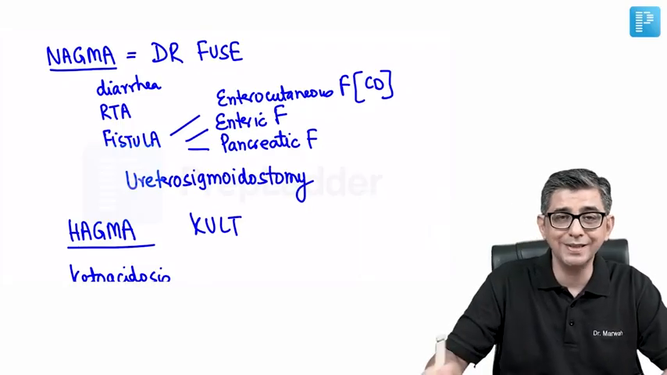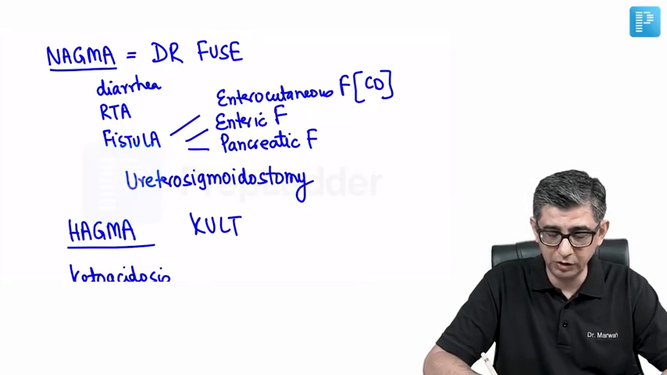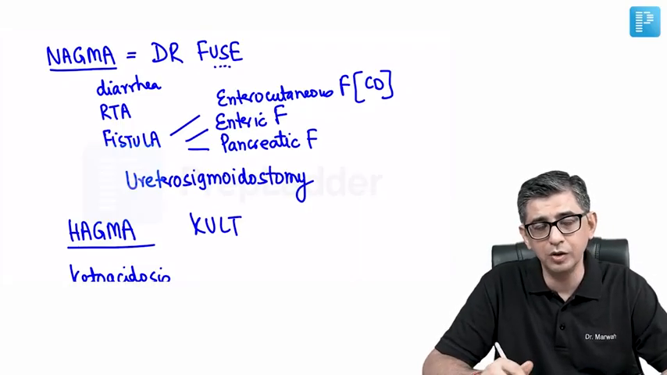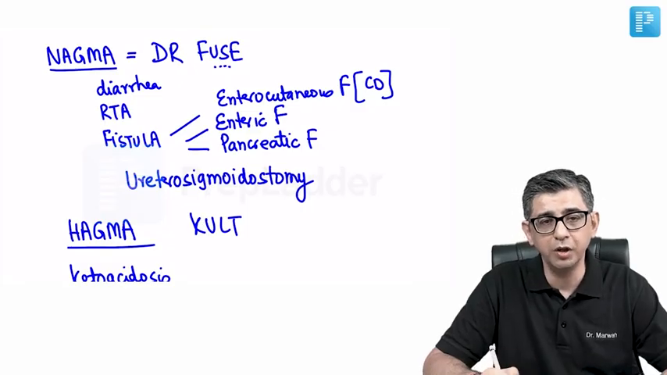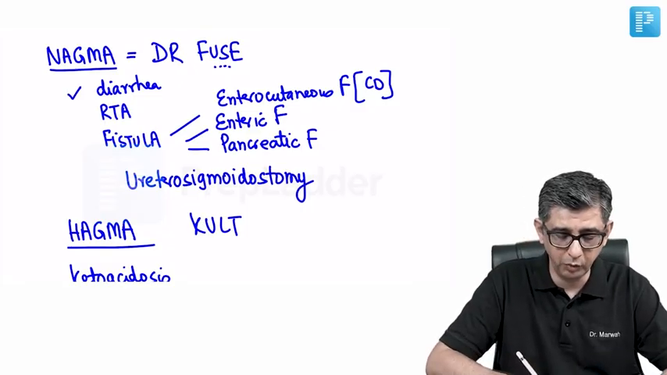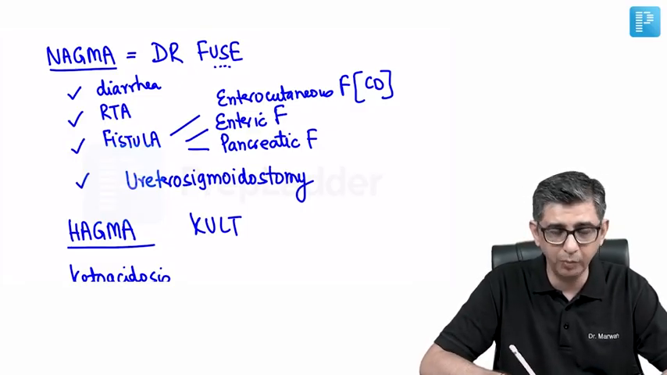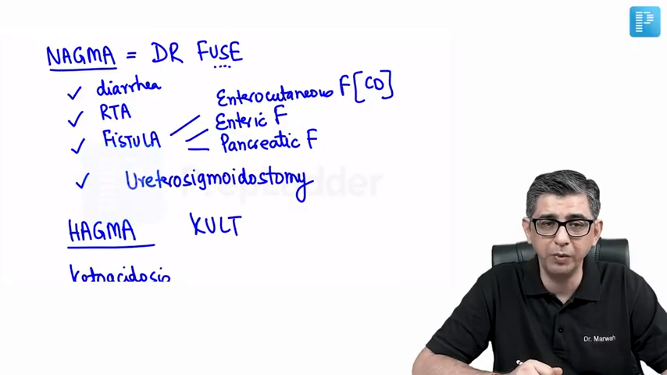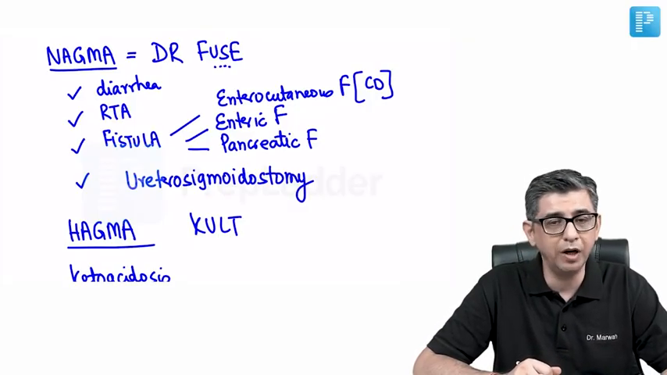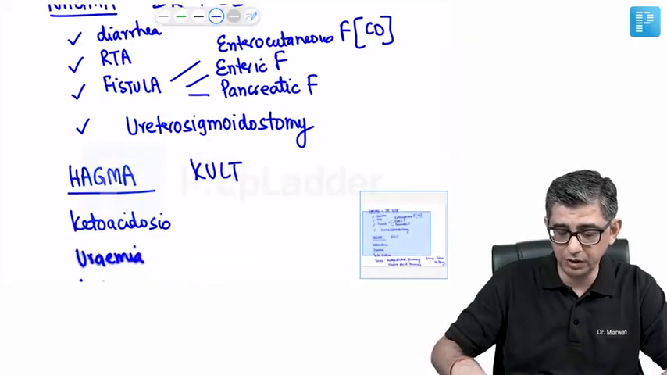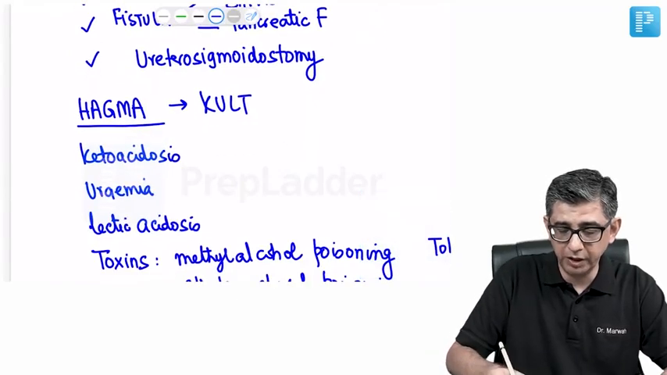The word USE, some of the letters are silent in this mnemonic, and it is ureterosigmoidostomy. So you just need to remember the four important causes. In an MCQ, where NAGMA would be compared with high anion gap metabolic acidosis, the mnemonic for which is CULT. Now in CULT, the first one is ketoacidosis.